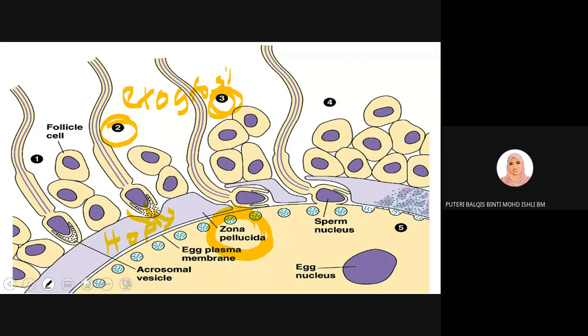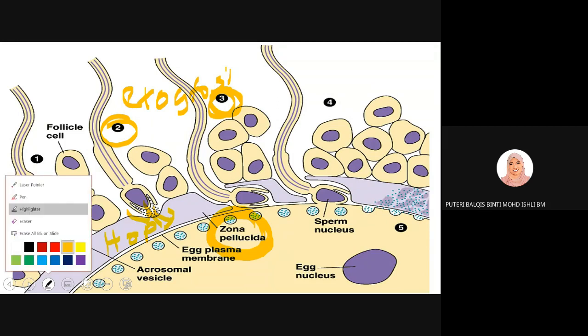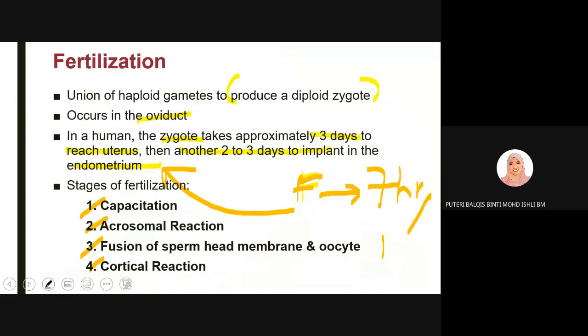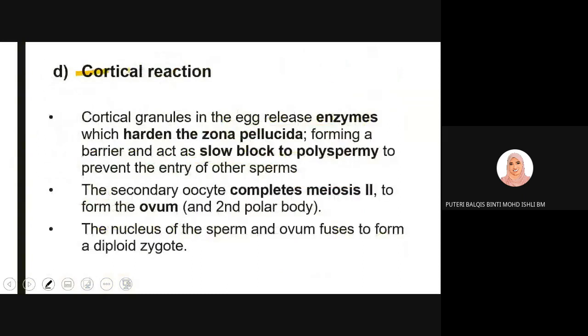And number 3 here is the fusion of sperm head membrane and secondary oocyte membrane. Both sperm head and secondary oocyte membrane, they will contact. Dia akan contact, maksudnya dia akan touch. Touch macam tu. Dah touch je, terus masuk kepada final stage, which is the cortical reaction. Siapa cortical reaction?